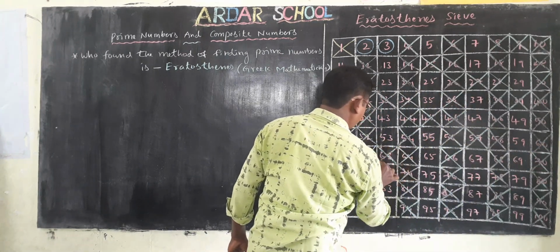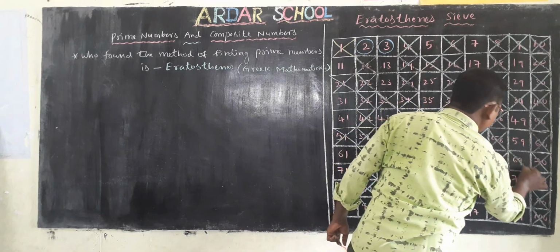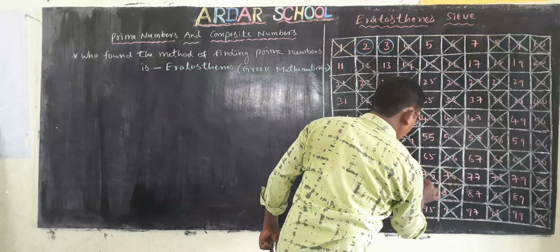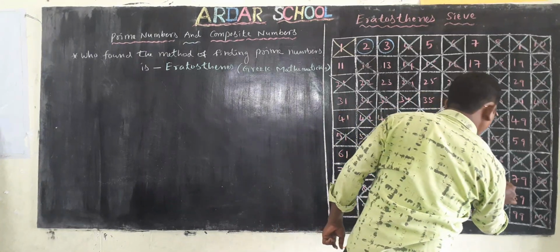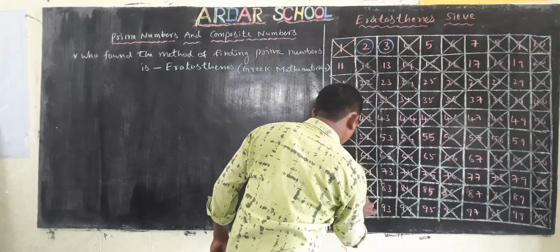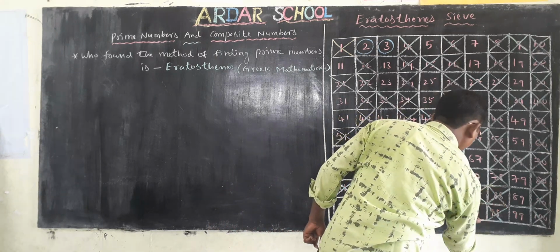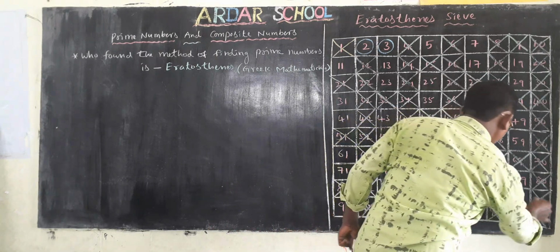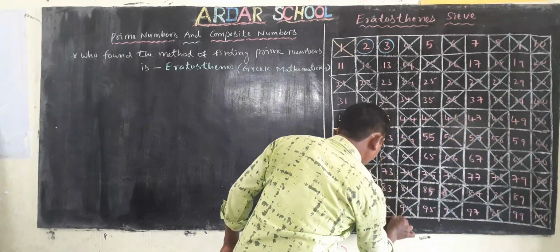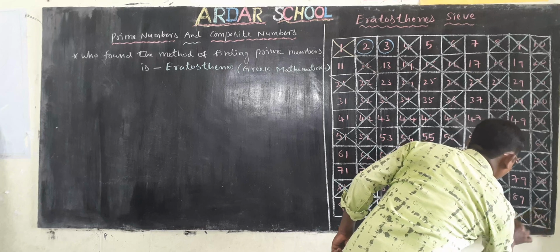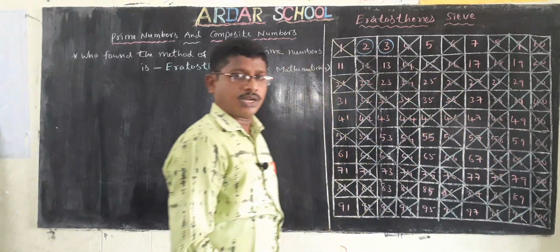63, 66, 69, 72, 75, 78, 81, 84, 87, 90, 93, 96, 99. These are multiples of 3.